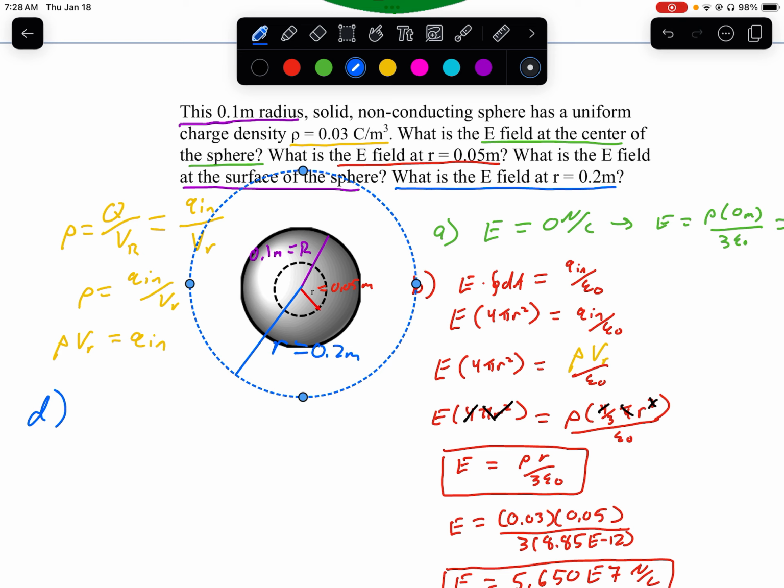Okay, so out here, outside the sphere, you might remember that it's going to behave like a point charge. I know we know the formula for the point charge, but I'm going to derive this with Gauss's law just so you can see it.